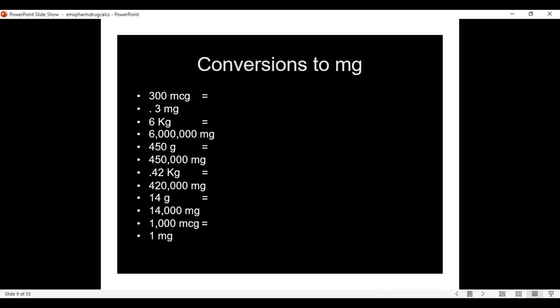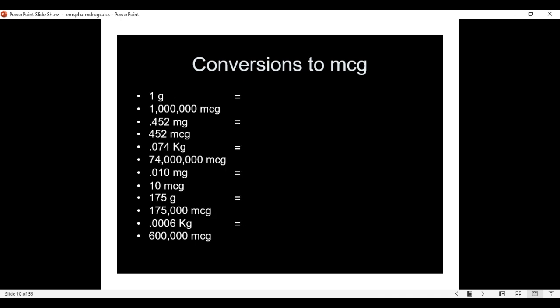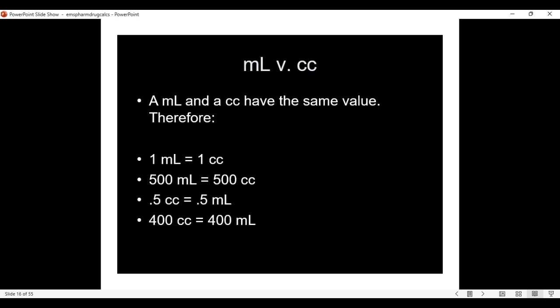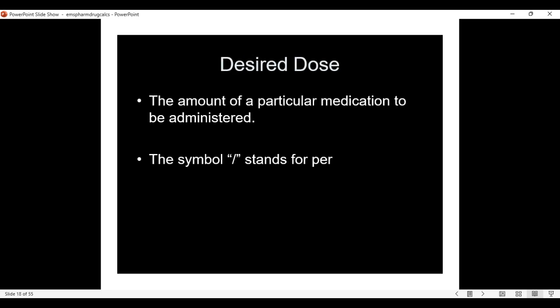They go through all these conversions. I'm not going to go through them. We've already gone through all these, so it's kind of fresh. So milliliters versus cc's are the same value. Therefore, 1 ml equals 1 cc. So again, 500 ml would be 500 cc. 0.5 cc's is 0.5 ml. Or 400 cc's equals 400 ml.